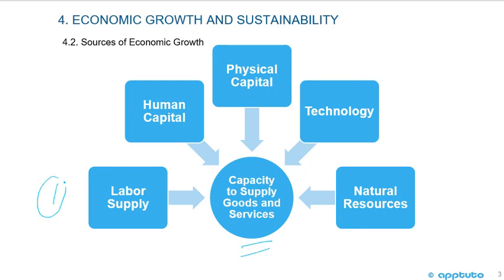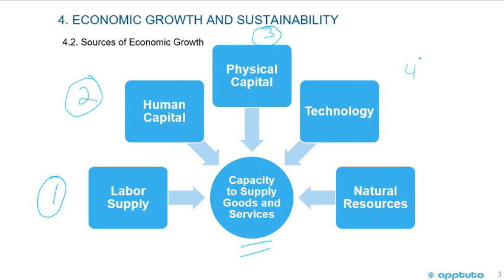So first is the labor supply. Increase the labor supply, obviously you're going to increase the capacity to supply goods and services. 2, human capital. That's in terms of knowledge, skills, and ability. Increase the human capital and you will increase the capacity to supply goods and services, maybe better productivity. 3 is the physical capital. We're talking about plant, property, and equipment. If you make investments in plant, property, and equipment, you'll increase the capacity to supply goods and services.